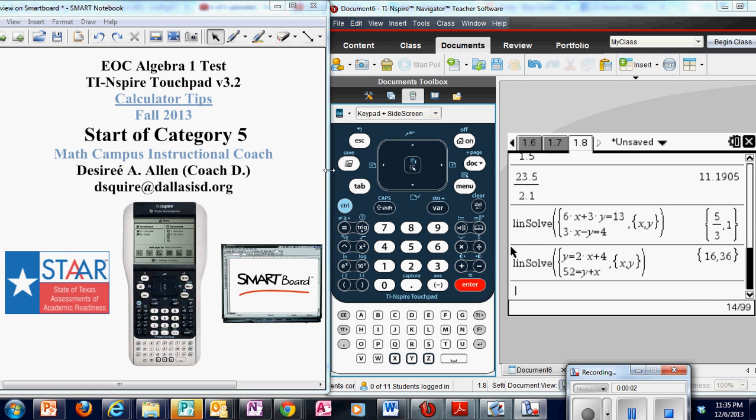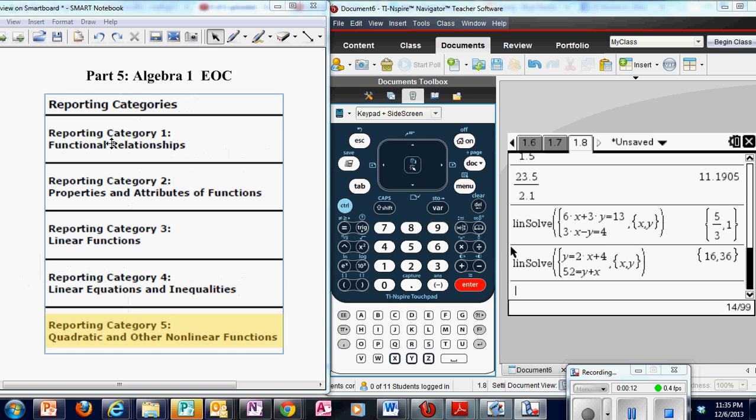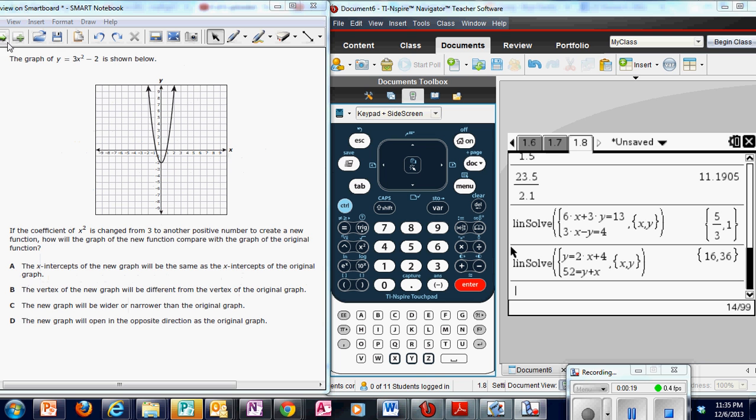Hey, it's Coach D again, and we are on the last calculator tutorial. Yay! Category 5. Category 5 deals with quadratic and other nonlinear functions. So we'll incorporate a little bit of what we've done before, but it's going to be quite a bit of new material here. So first off, let me get my highlighter ready.